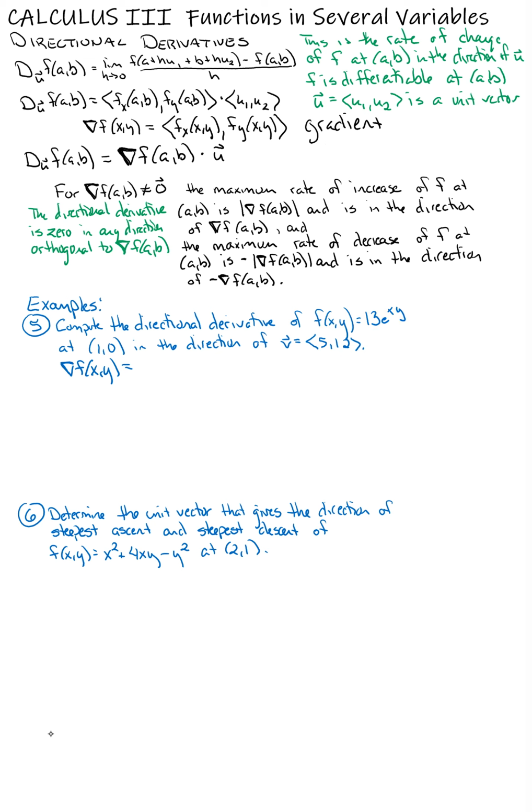So don't forget about using the chain rule. The first partial with respect to x is 13y e^(xy). Again, I am using the chain rule there, that's why we have that extra y in there. The first partial with respect to y, we end up with 13x e^(xy). Again, the chain rule gives me that extra x right behind that 13. Now, we can evaluate this at the point (1, 0).